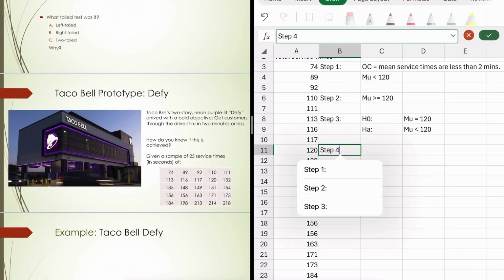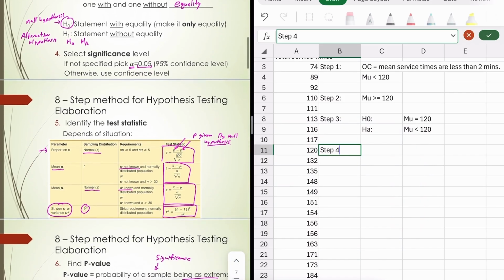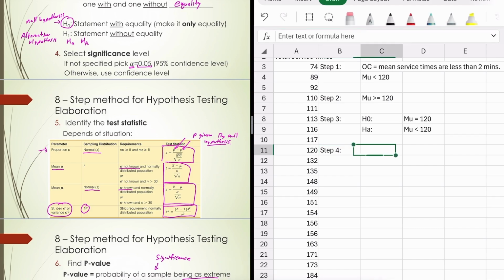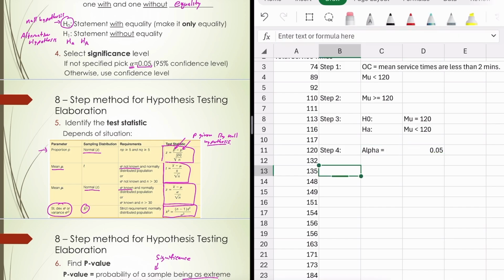Step 4 is the significance level. Again, the significance level is not specified, so I'm going to use alpha equals 0.05.